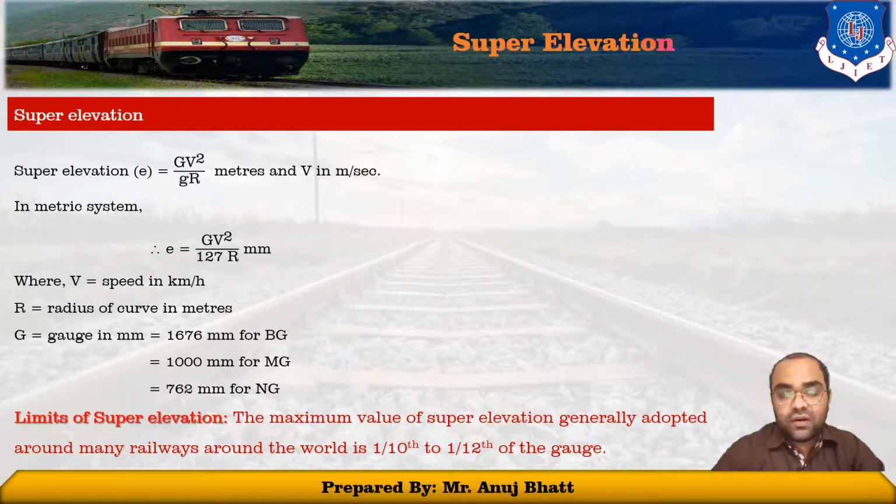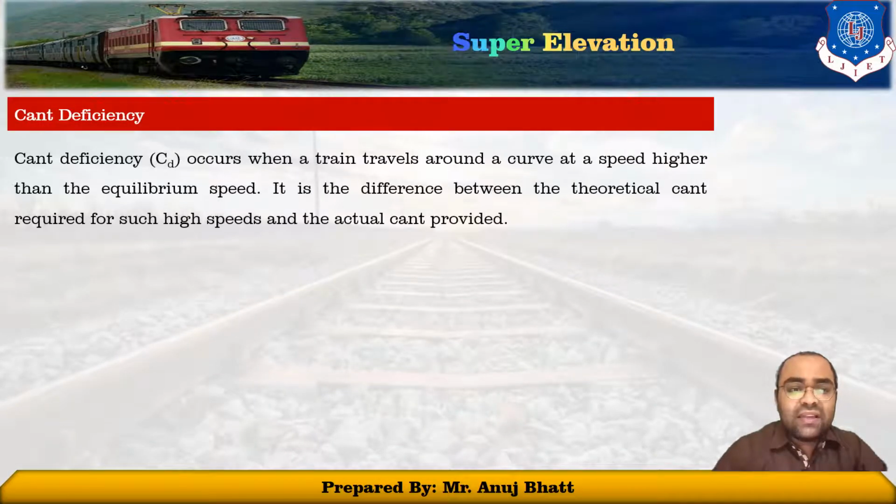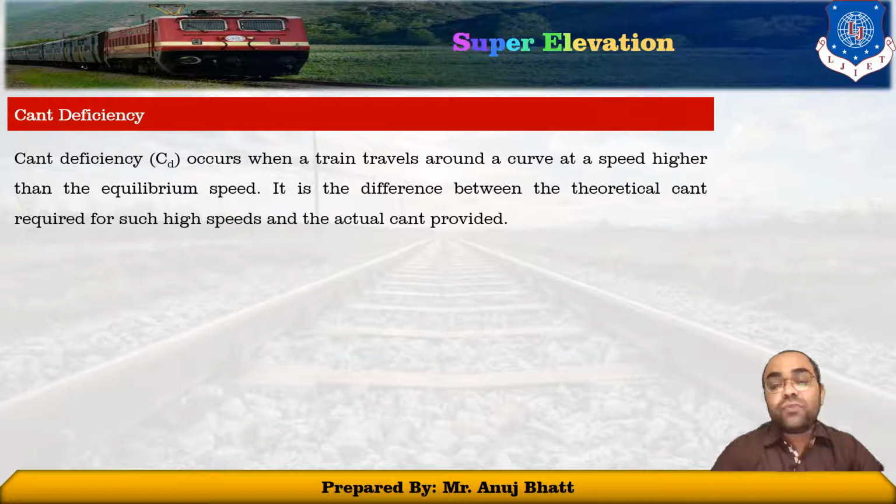Now if a train passes a particular curve at a speed higher than the equilibrium speed, then what could be done? For that, what should be the provision? Okay, so the next topic is the cant deficiency. Cant deficiency occurs when a train travels around a curve with a speed higher than the equilibrium speed. This cant deficiency is the difference between the theoretical cant required for such a high speed and the actual cant which is provided.